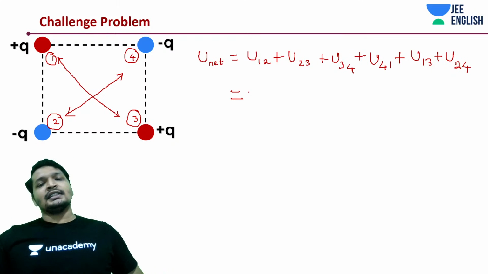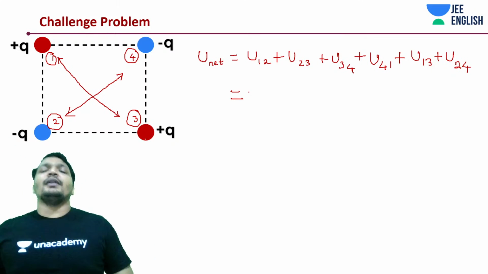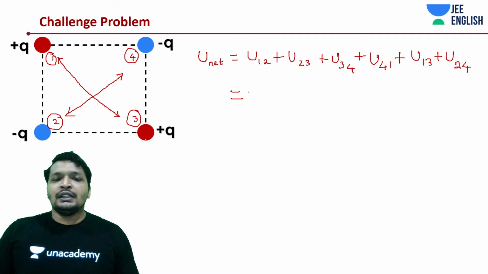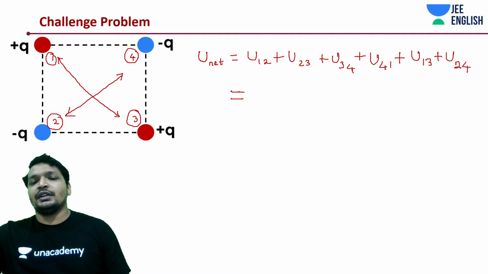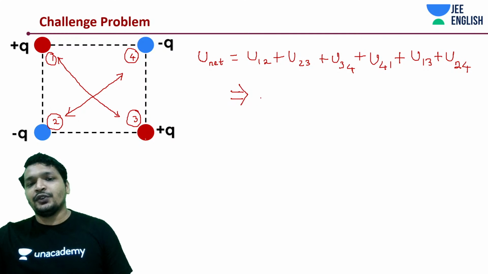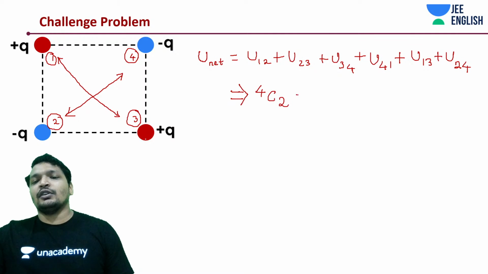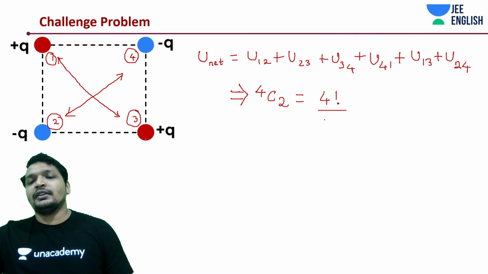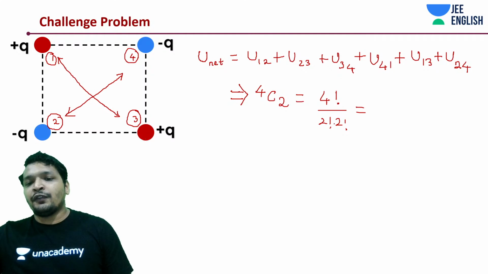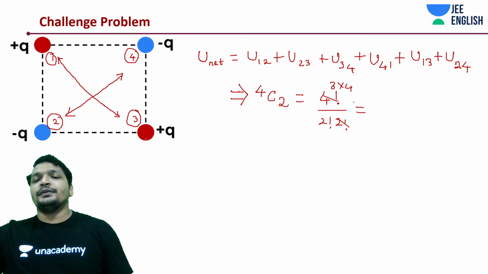One way you could have done it is to simply say sigma kq1q2 by r. Or a very decent way of understanding this could be using permutation combination. You would have understood there should be 6 systems of 2 charges. 4 charges, select 2 among them: 4 factorial divided by 2 factorial divided by 2 factorial, which is 3 into 4 by 2, equals 6.